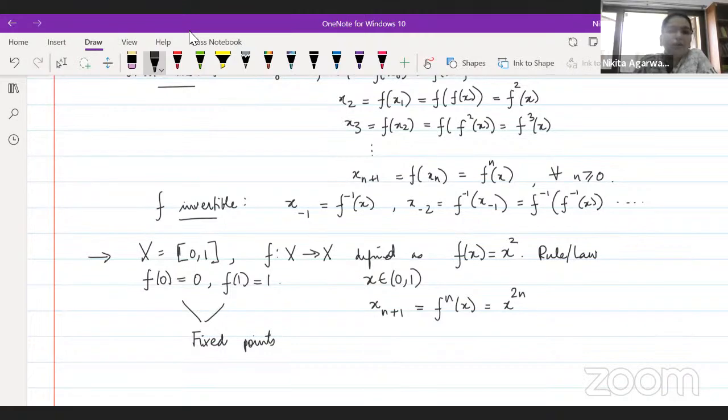Is it 2n or 2 to the n? Let me ask this question. Is this or this?